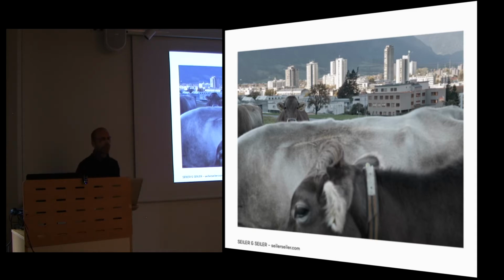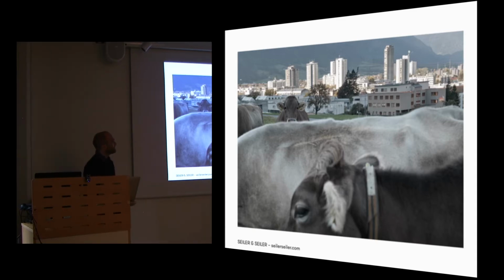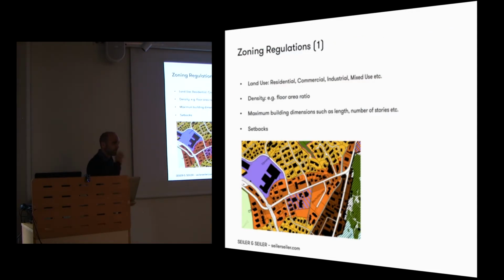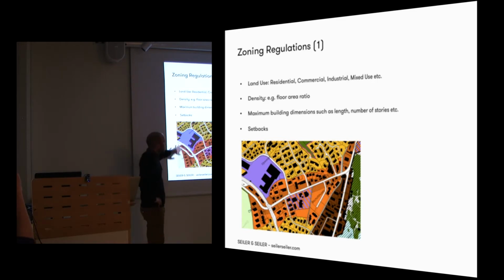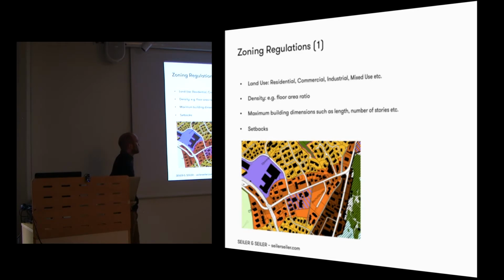The question is now, how can cities grow and where can they grow? I'll focus a bit on the how in this presentation. I will have a quick word on zoning regulations for the non-planners among you. Down here you see a picture of a zoning map, and each color represents a different zone. And for these zones, there's a couple of definitions.